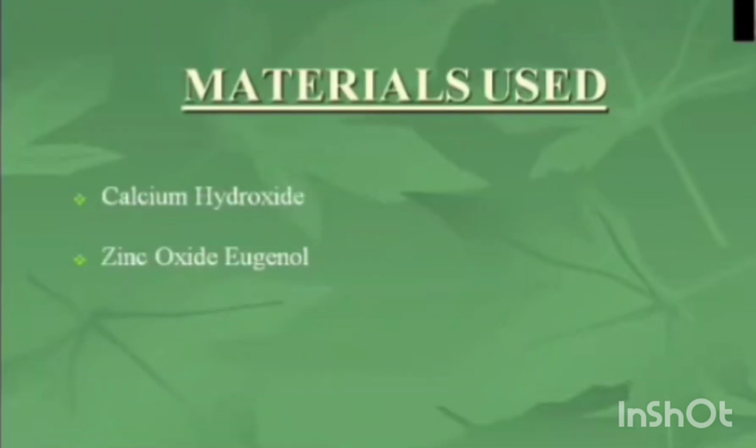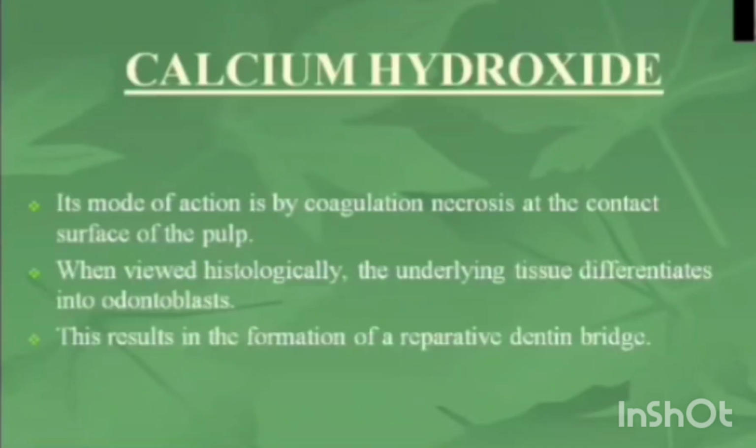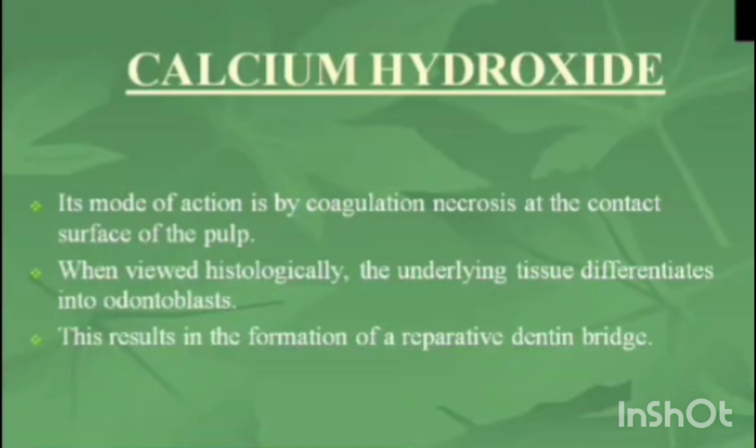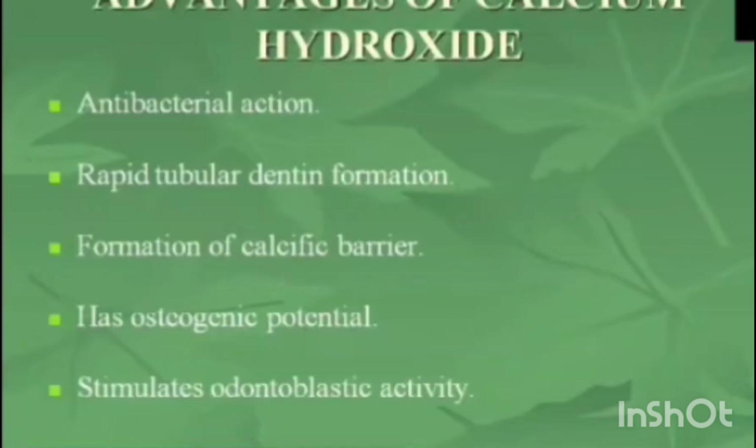Materials used are calcium hydroxide and zinc oxide eugenol. Calcium hydroxide's mode of action is by coagulation necrosis at the contact surface of the pulp. When viewed histologically, the underlying tissue differentiates into odontoblasts. This results in the formation of a reparative dentine bridge.